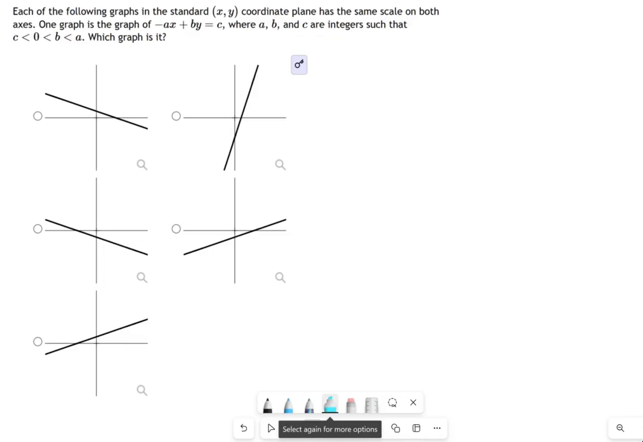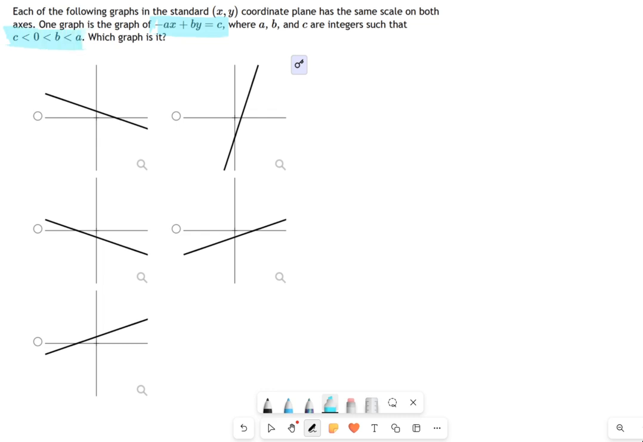We have another graphing problem where we're told something about the equation of the line and asked which one of these graphs makes the most sense. So there's two things we know, actually three things, but one of them isn't really that important. We know the equation right here, negative ax plus by equals c. That's not normally the way we talk about the equation, and I'll walk through what we do with this.